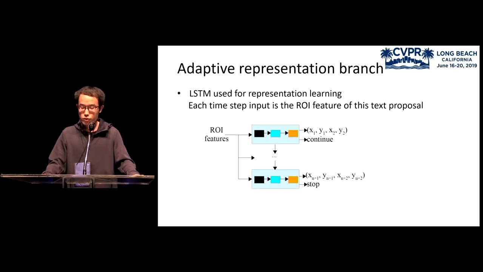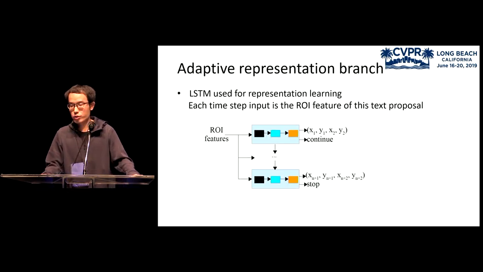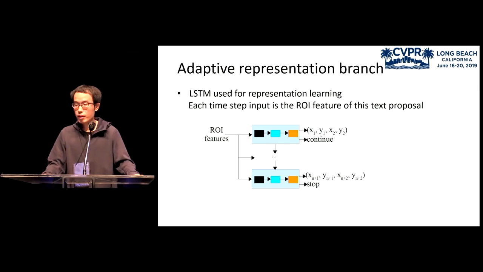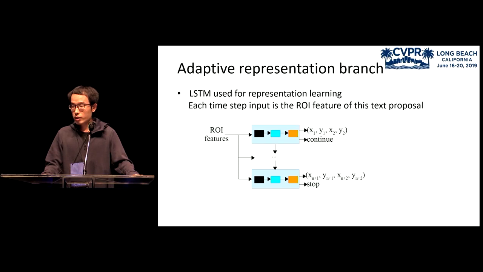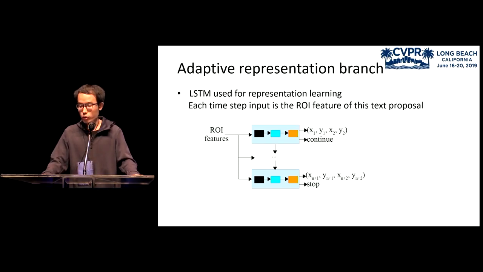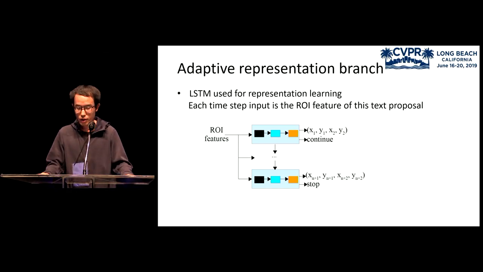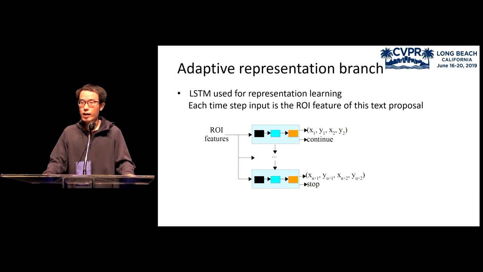In the new branch, LSTM is used for text region representation learning. At each time step, the input is the output feature of this text proposal, and the outputs are two pairwise boundary points. Prediction continues until a stop label is predicted. Then we will get text region polygons as the detection results of our method.